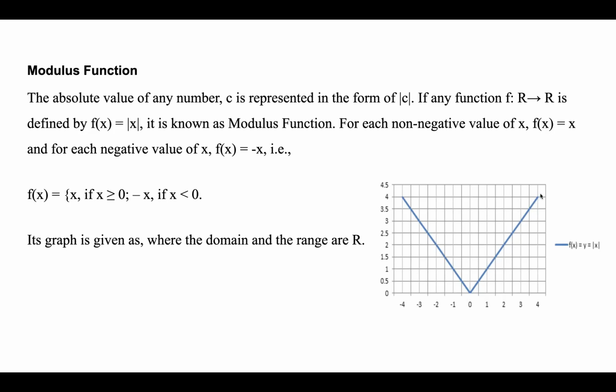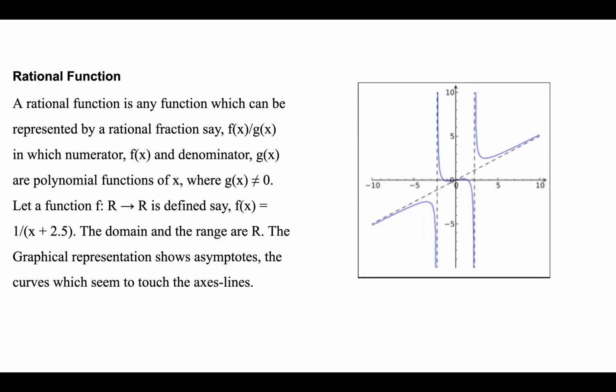For negative values, we take the absolute value when we consider the mod of that. When x is minus 4, mod of minus 4 is nothing but 4. We have to consider mod values here, and if that is considered, then that function is known as the modulus function. We can see here that domain and range both are from the real number set only. It is a modulus function. Then the next type is the rational function.